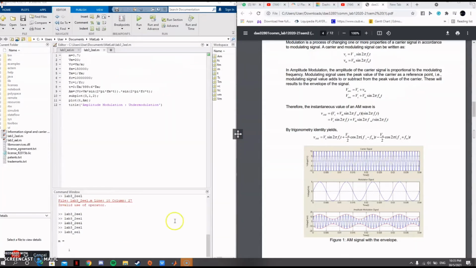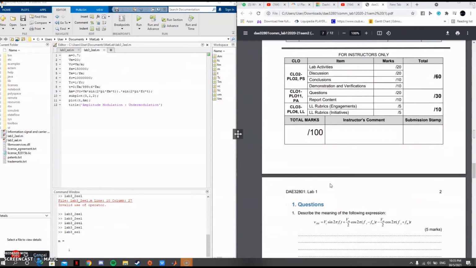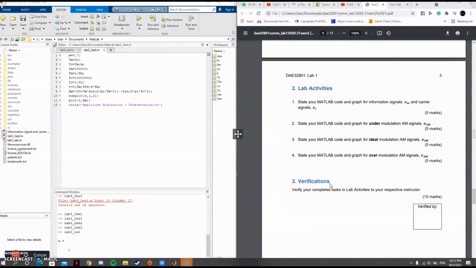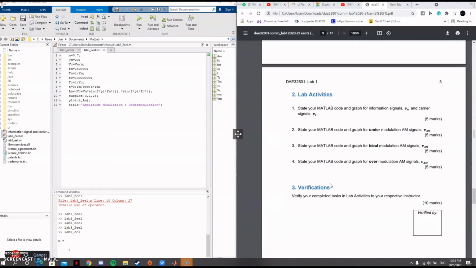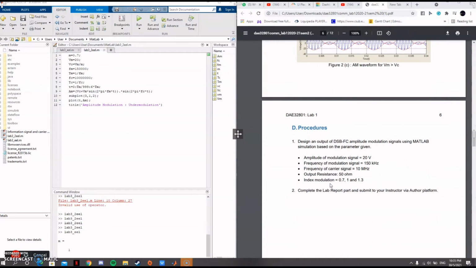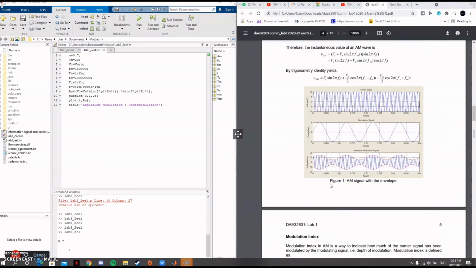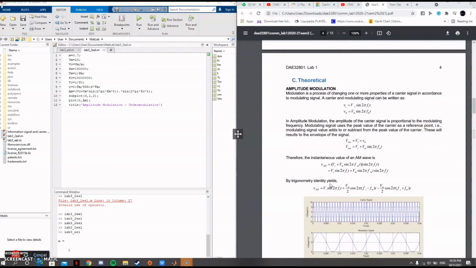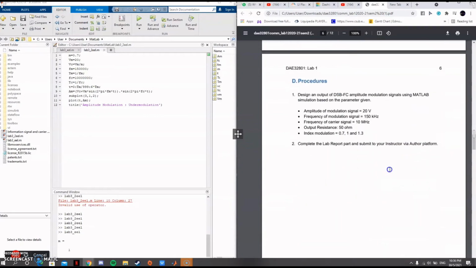For the second lab activity, they ask us to state your MATLAB code and graph for under modulation AM signal, amplitude modulation signal, AM. The procedures are the same and the parameters are also the same. So for the amplitude modulation, we can use this formula to get the graph.